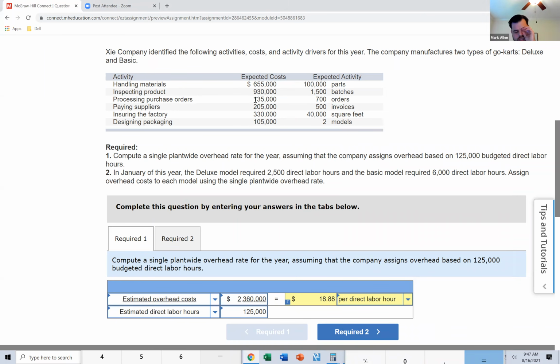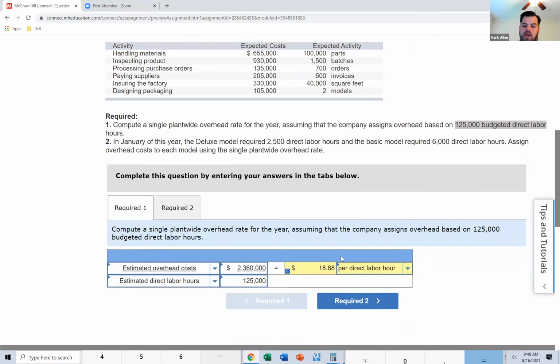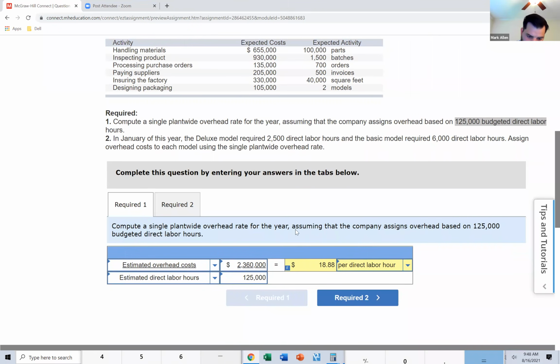And now that we see that, we've got our total estimated overhead cost, and we'll simply divide by our estimated driver. In this case, they told us to assume 125,000 budgeted direct labor hours. The 2,360,000 over 125 is 1,888. So that's our first piece. And you'll notice this is per direct labor hour. What we had was dollars on top, direct labor hours on bottom, so dollars over direct labor hours. That's why the units turn out this way.